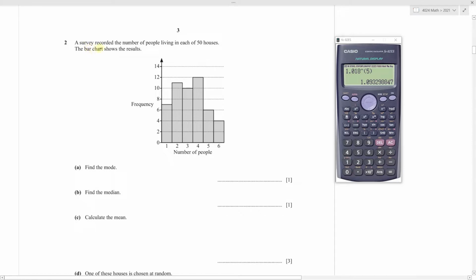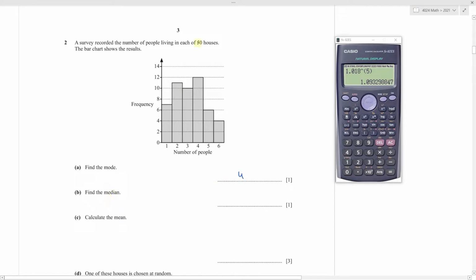Question number 2. A survey recorded the number of people living in each of 50 houses. The bar chart shows the results. Find the mode. The mode is the value which has the highest frequency. Frequency is on the y-axis. The highest frequency is for number of people equal to 4. So the mode here will be 4.